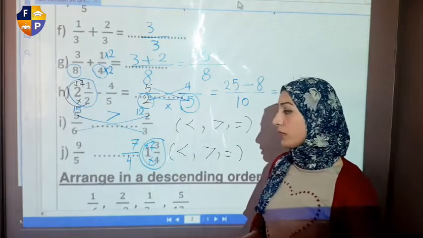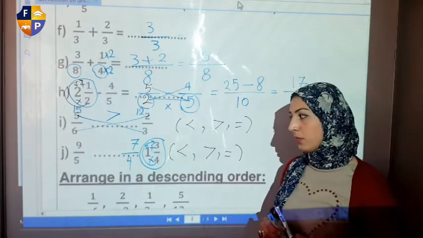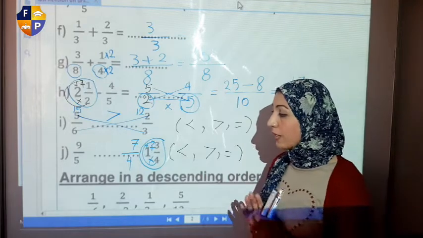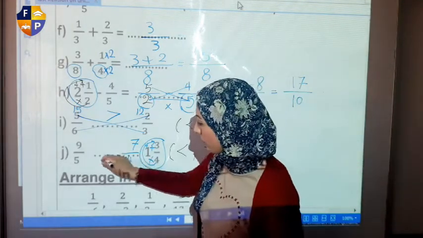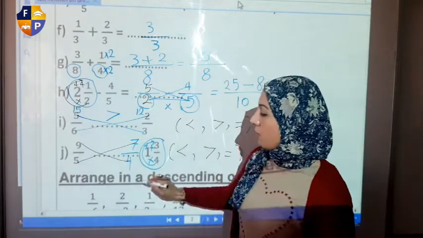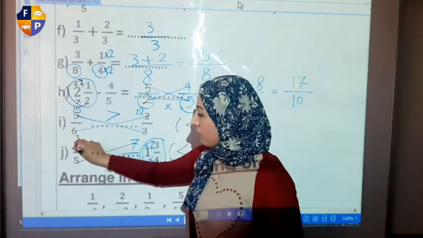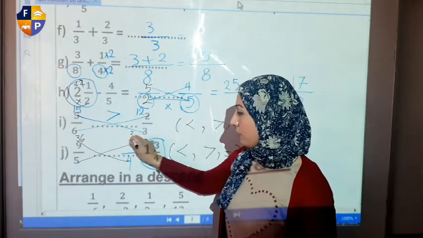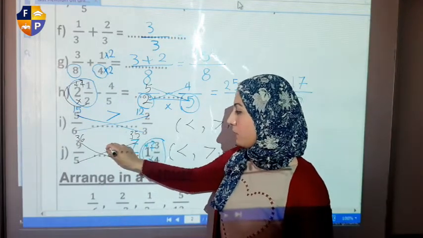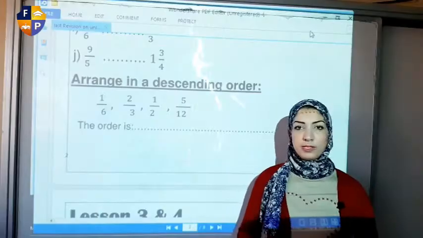So which fraction is the greatest? As we said before, here we don't have any common number. So we will make cross multiplication like this. 4 by 9 equals 36. 7 by 5 equals 35. So 36 is greater than 35.